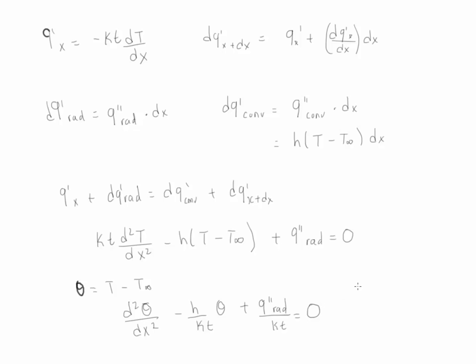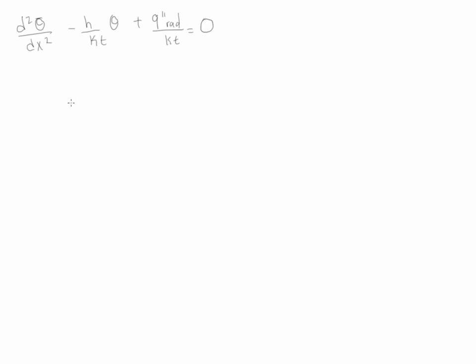This is now a homogeneous second-order differential equation with a constant coefficient and a source term. The next step is to see how we solve this differential equation. The solution for this type of equation is going to be theta is equal to C1 e to the lambda x plus C2 e to the negative lambda x plus s divided by lambda to the second power.